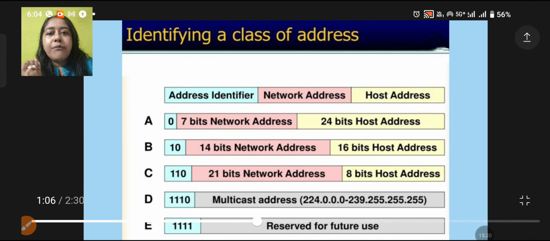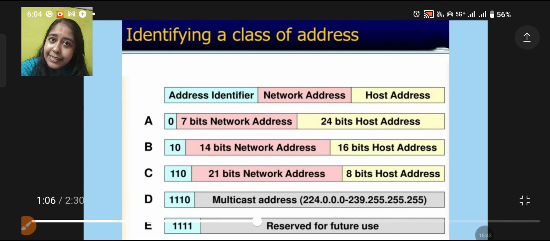First of all, for the address to be of class A, what you have to see is that the first bit will be 0. After that, 7 bits will be the network address and 24 bits will be the host address. This is the identification of your class A address, right?